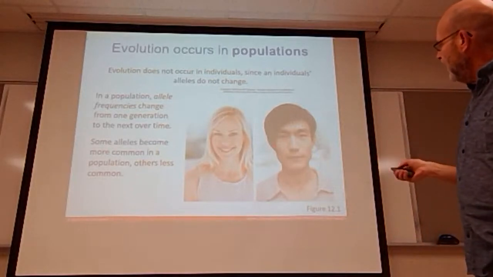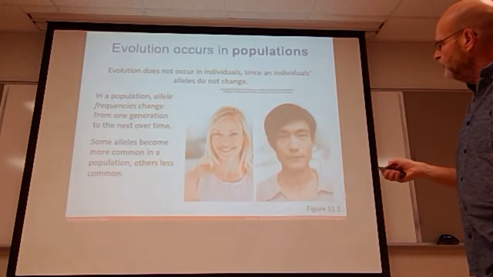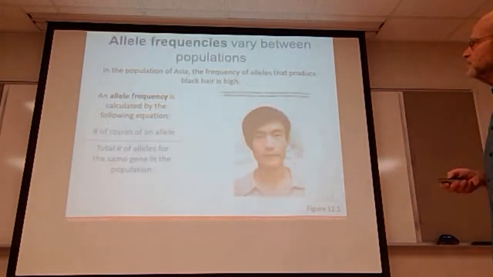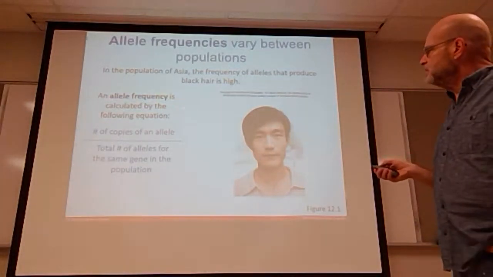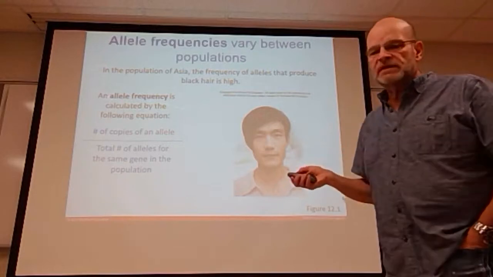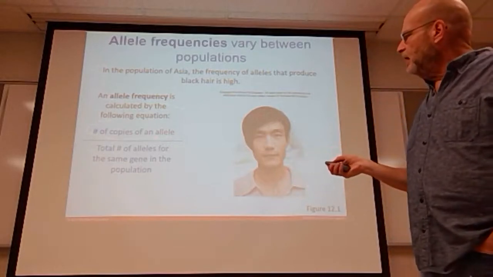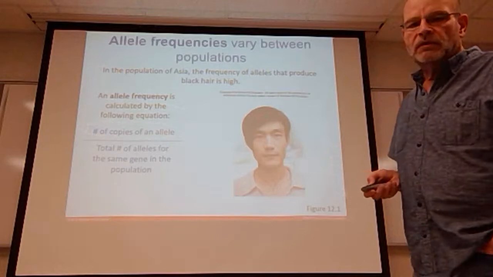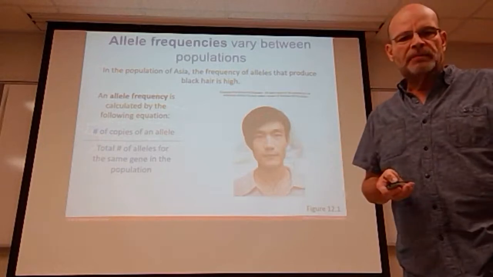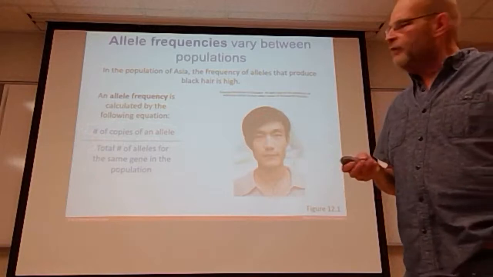You see, this gentleman has alleles for dark hair. This lady has alleles for light hair. So, in the populations of Asia, for instance, the allele frequency of dark hair is very large. The allele frequency is found by calculating the number of copies of the allele and dividing it by the number of alleles in the same population.